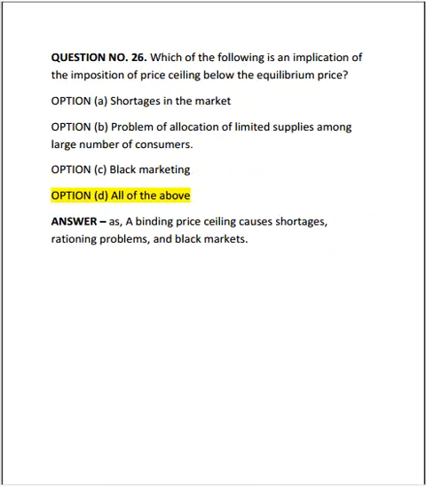Question No. 26. Which of the following is an implication of the imposition of price ceiling below the equilibrium price? Option A. Shortages in the market. Option B. Problem of allocation of limited supplies among large number of consumers. Option C. Black marketing. Option D. All of the above. Answer: D, as a binding price ceiling causes shortages, rationing problems, and black markets.